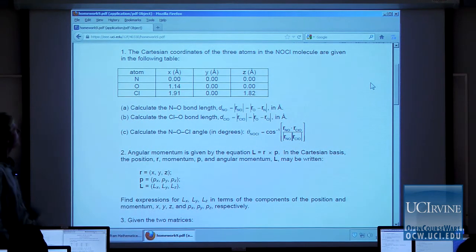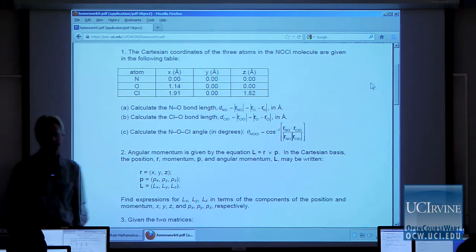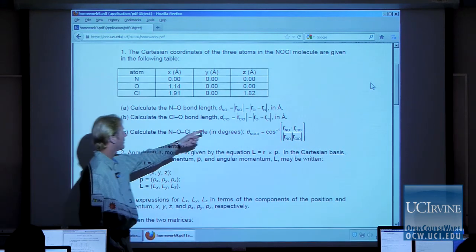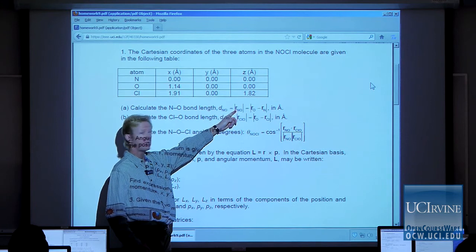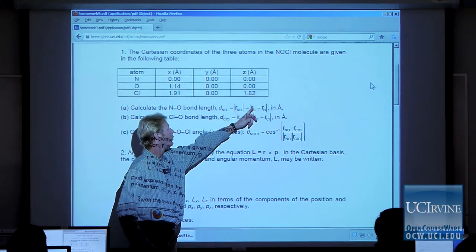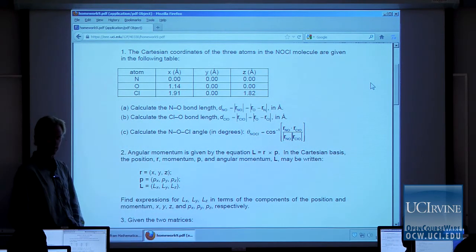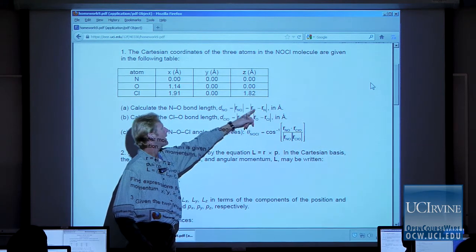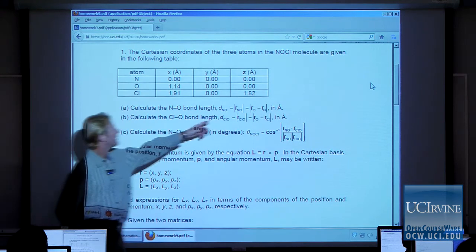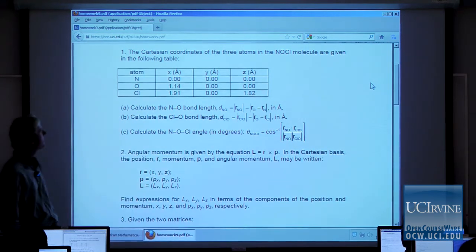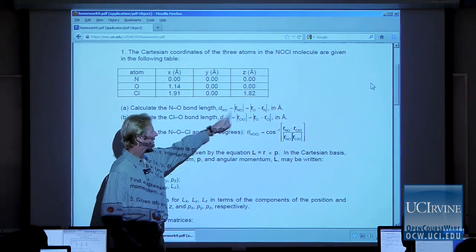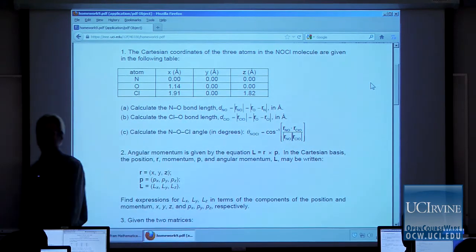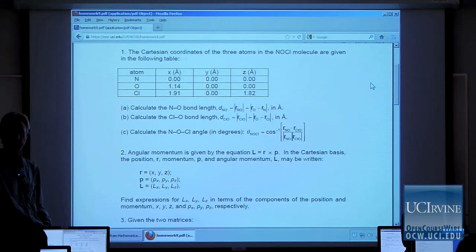Okay, so what I want you to do here is, based on these coordinates, calculate the bond length of the NO bond. And that amounts to, this is just the distance, which is the magnitude of the vector pointing from N to O, which is the magnitude of the difference between Ro and Rn. So you're going to enter Rn, Ro, RCl. You're going to calculate the difference between Ro and Rn and get its magnitude, and that's the bond length of the NO bond. And then you're going to do the same thing for the ClO bond. And then finally, you're going to calculate the bond angle, which in terms of these vectors is given here, which is just a rearrangement of the relationship between the dot product and the cosine of the angle between 2 vectors. Everybody understand what I'm asking for there?